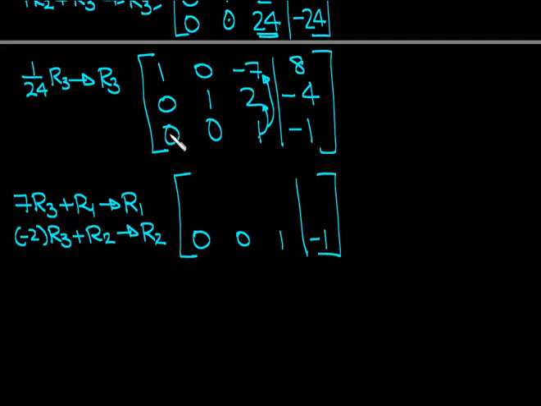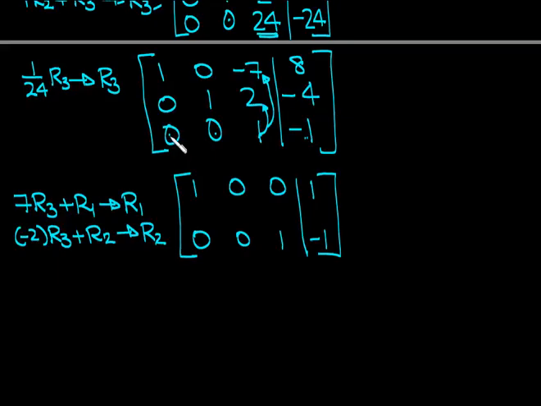So 0 times 7 is 0. Add that to 1 is just 1. 0 times 7 is 0. 0 plus 0 is 0. 1 times 7 is 7. 7 minus 7 is 0. -1 times 7 is -7. -7 plus 8 is 1. Okay.